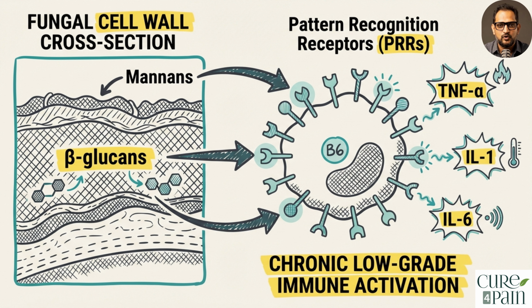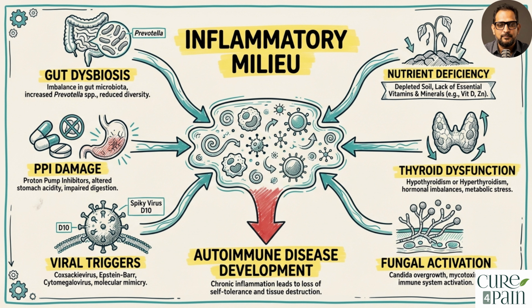Additionally, fungal cell wall components like beta-glucans and mannans activate pattern recognition receptors on immune cells, creating chronic low-grade immune activation. This contributes to the inflammatory milieu that promotes autoimmune disease development.